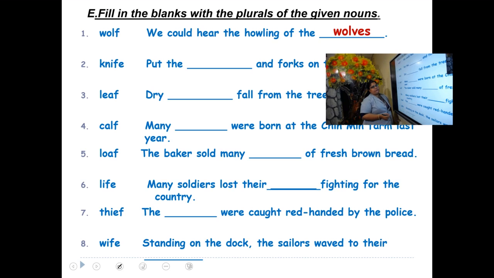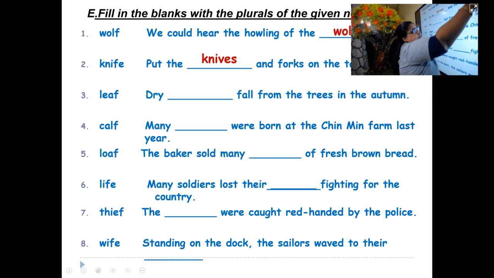W-O-L-V-E-S. So tell me, what's the plural of knife? Yes, we have already seen it in that picture, right? The plural of knife, what is that? Yes, it's knives. Spelling: K-N-I-V-E-S. Now look at the next one.